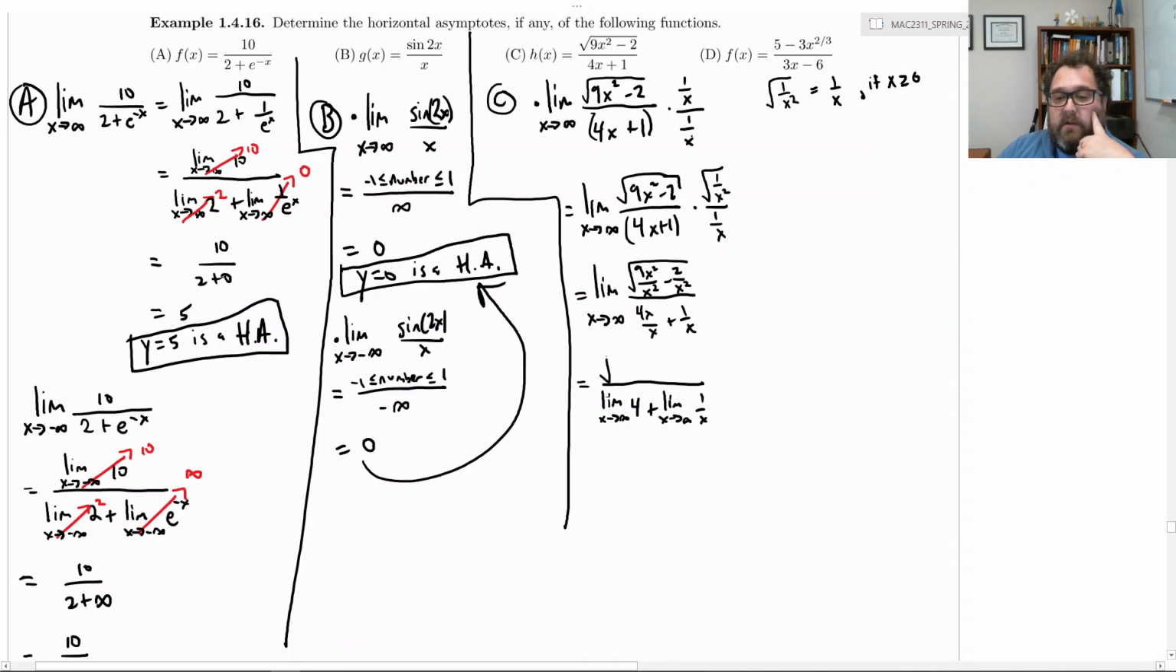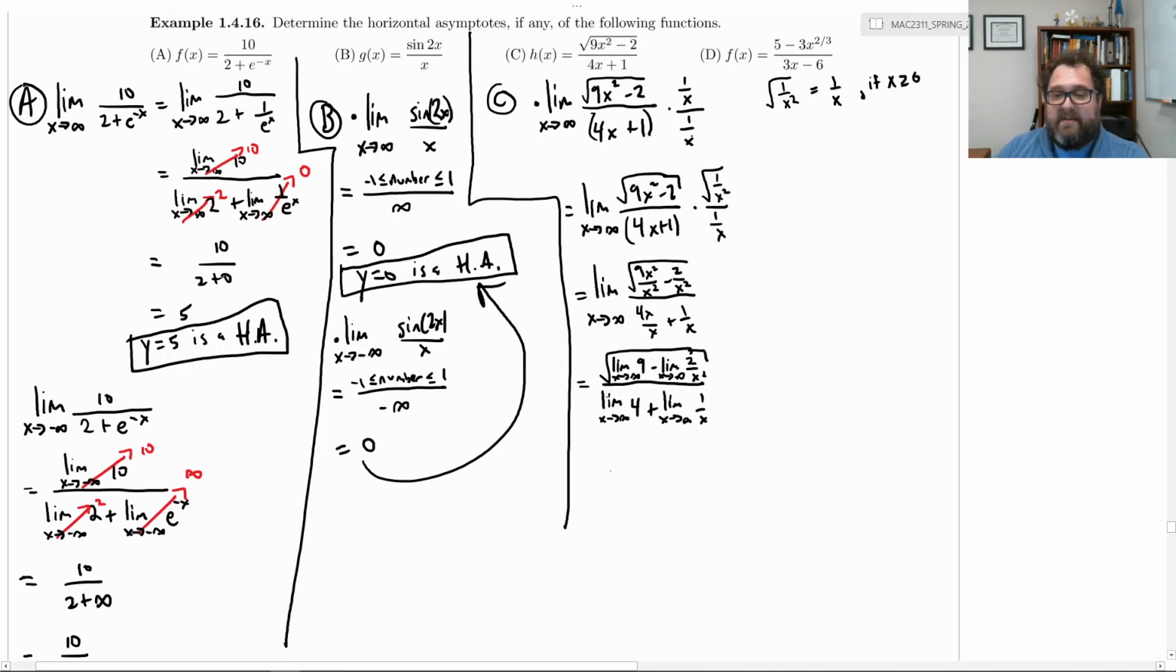Then up top, we're going to use the composition property to get inside the square root, which gives us the limit as x goes to infinity of what? 9 over x squared is 9, minus the limit as x goes to infinity of 2 over x squared, which doesn't really reduce yet. So there you go.